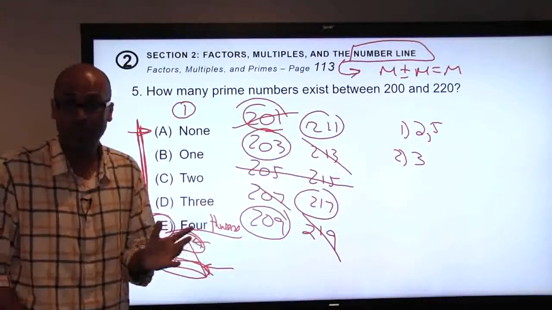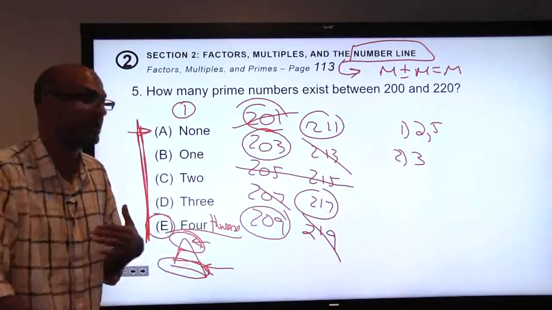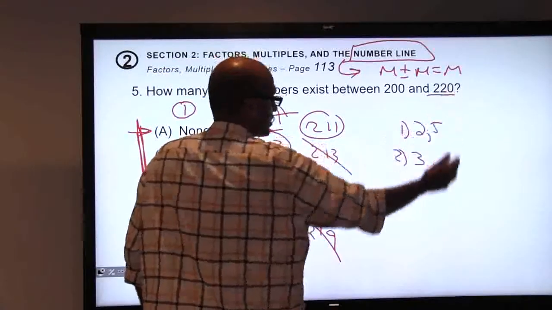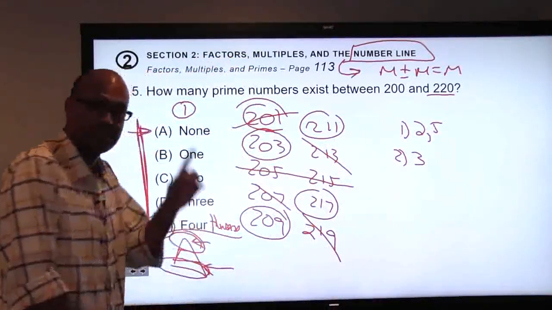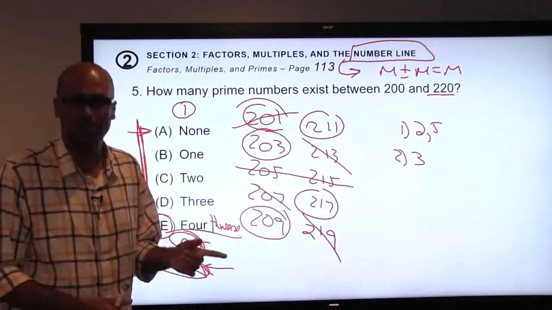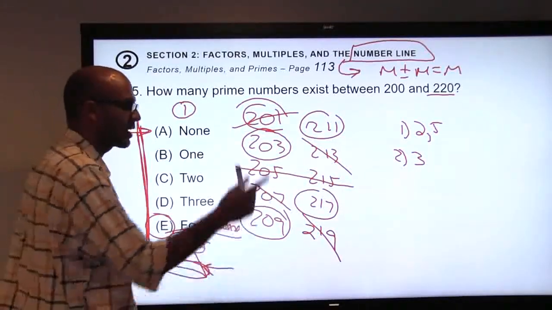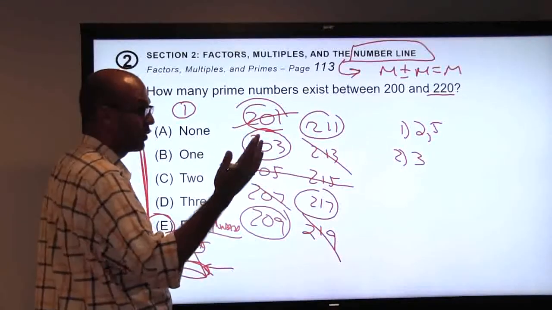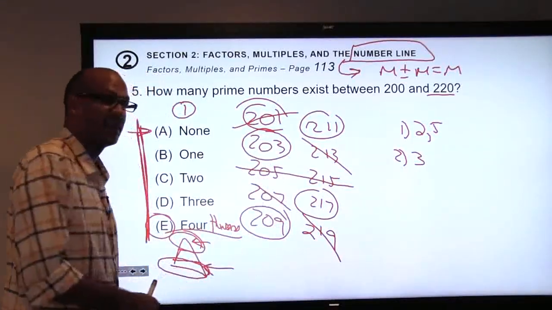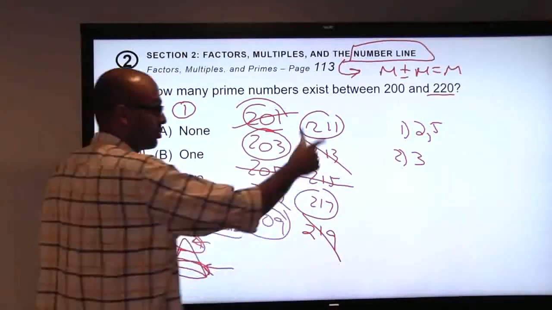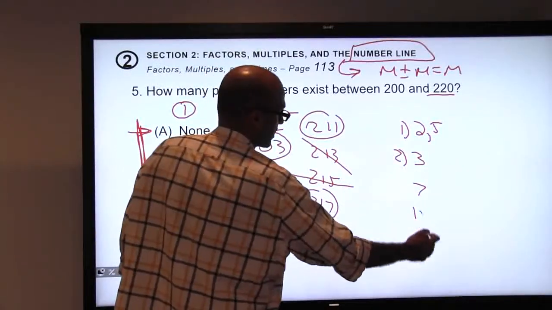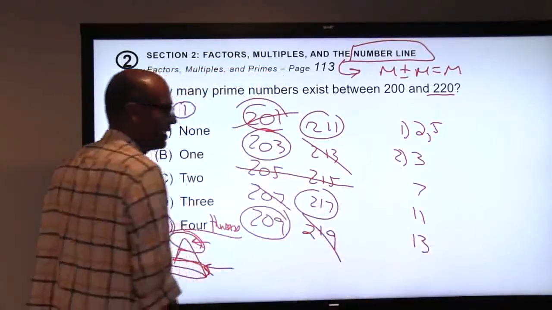Remember what I said already. You got to go to the nearest square root of the number. I don't know what the square root of 220 is, but I know 15 squared is 225, so the square root of 220 is probably like 14.9. That means I got to go all the way up to 14, not 14.9, which means, of course, I need to do all the prime numbers. So I got 2, 3, 5. I got to get to a 7. I got to get to 11. I got to get to a 13.